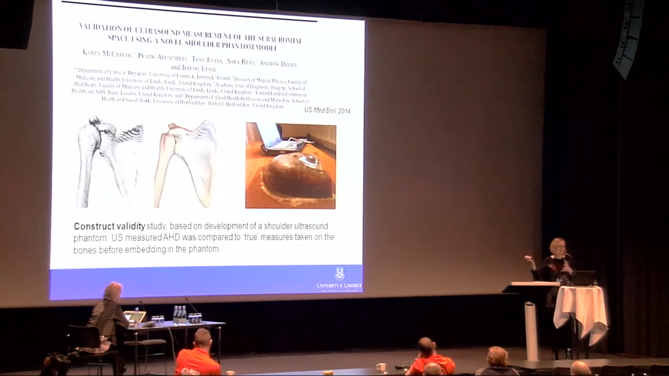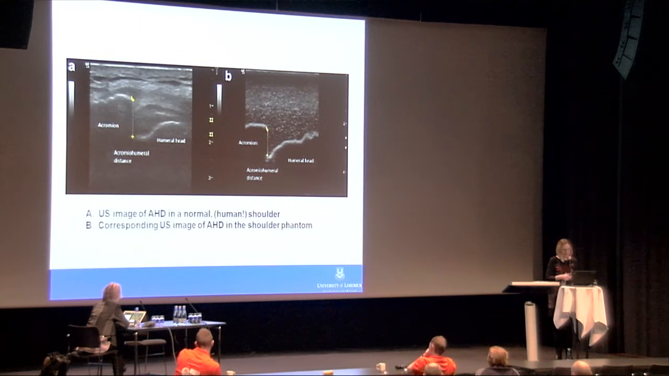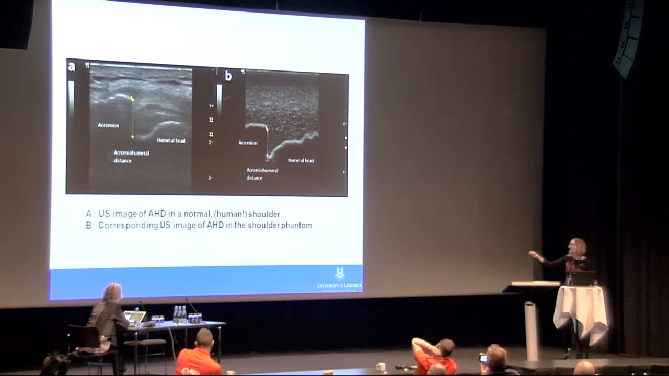attempted to see if we could, again, get the same measurements in the phantom as we did on the printed bones and on the CT scan. What's important when you're making a phantom is fidelity to the normal radiological appearance. So on the left here, we have a picture of a normal human shoulder and the subacromial space. So we have the humeral head here, we have the acromion, and this is the acromiohumeral distance that we measure. And this is as close as we could get in the phantom to that.